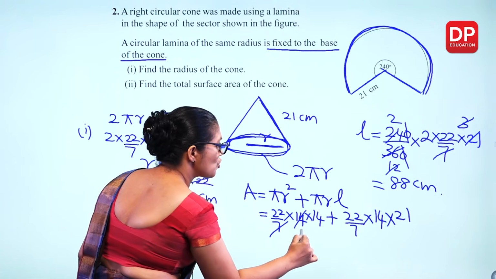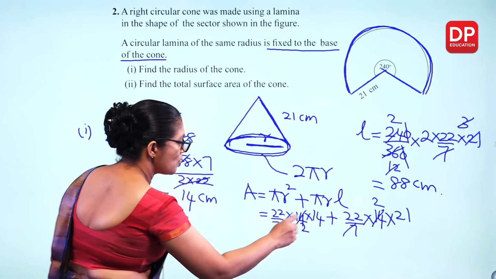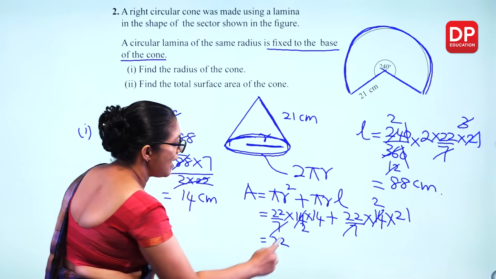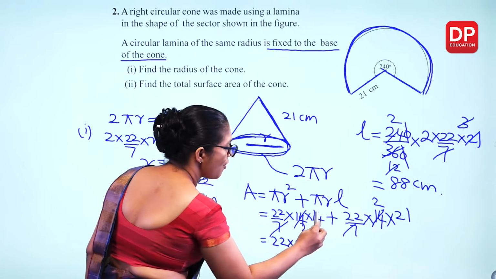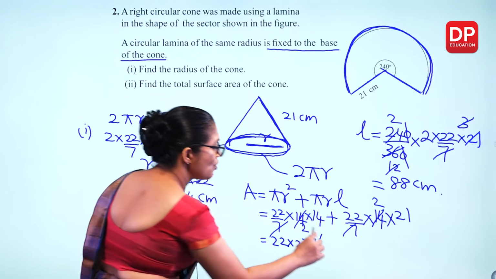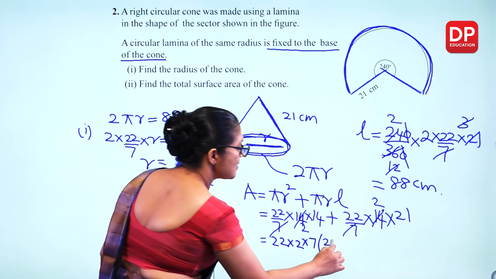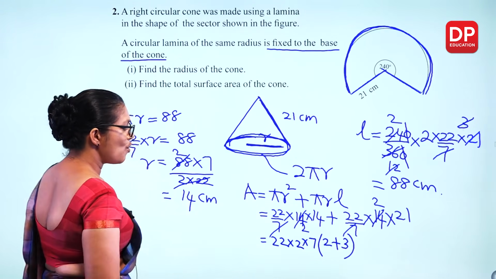So 7 times 2, 7 times 2. Now I see here 22 is common and 2 is common, and 7 from this I can take out. So you get 7 times 2, no? So here 2 remaining. This is 7 times 3, 3 remaining. So 3 plus 2, 5.